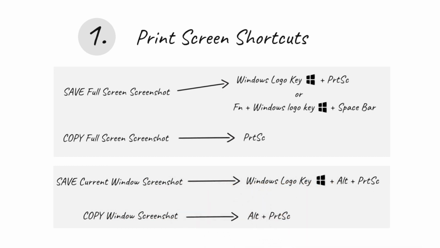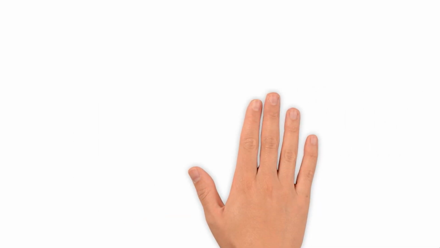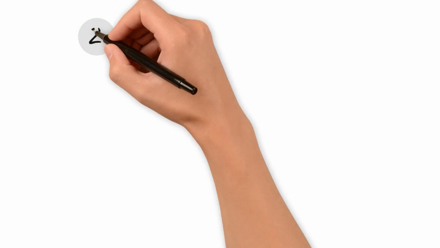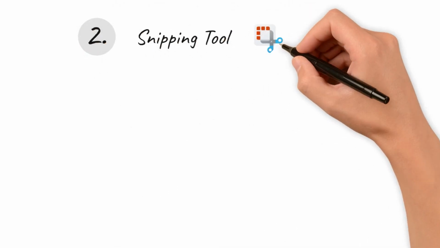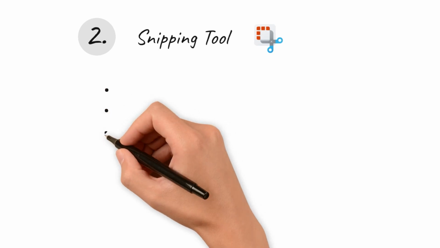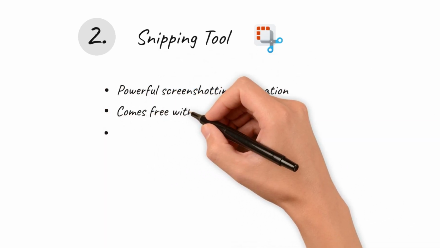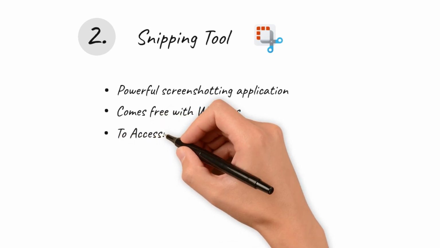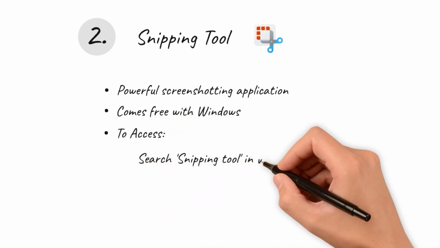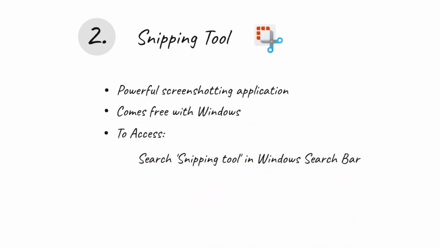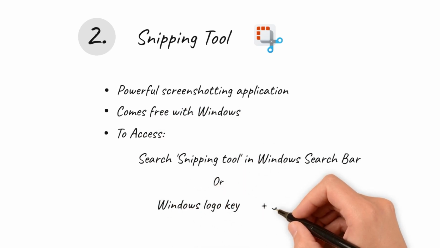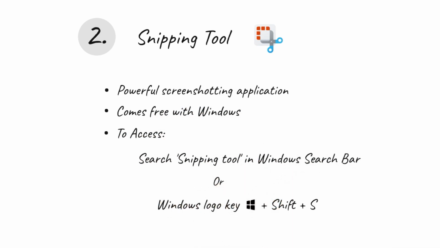Now on to my personal favorite method of taking a screenshot in Windows, and that is the snipping tool. The snipping tool is a powerful screenshotting application which comes free with Windows. To access, simply search Snipping Tool in the Windows search bar at the bottom of your screen, or use the Windows logo key, Shift, and S, that's the letter S shortcut.